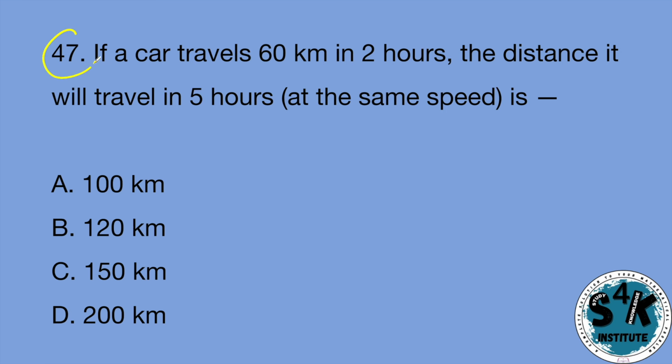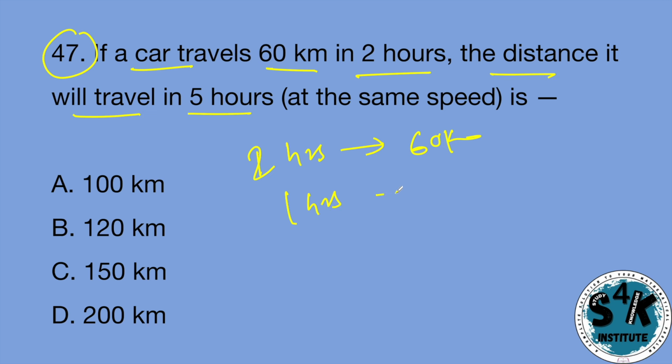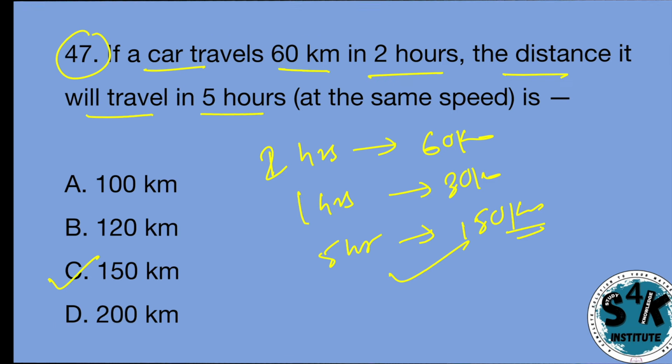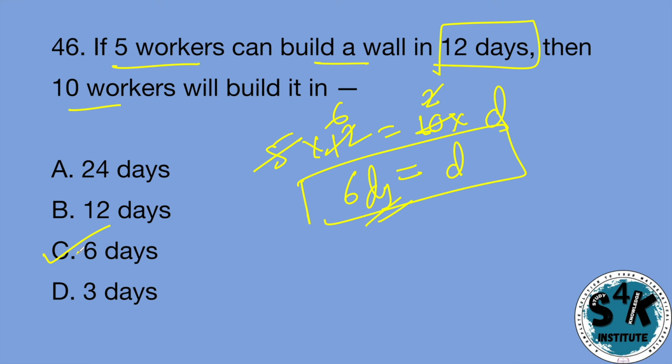Okay, question number 47. If a car travels 60 km in 2 hours, the distance it will travel in 5 hours will be. So in 2 hours, it is traveling 60 kilometer. In 1 hour it will travel 30 kilometer. So in 5 hours it will travel 150 kilometer. Okay, so answer is C. In the previous one I have marked the answer.